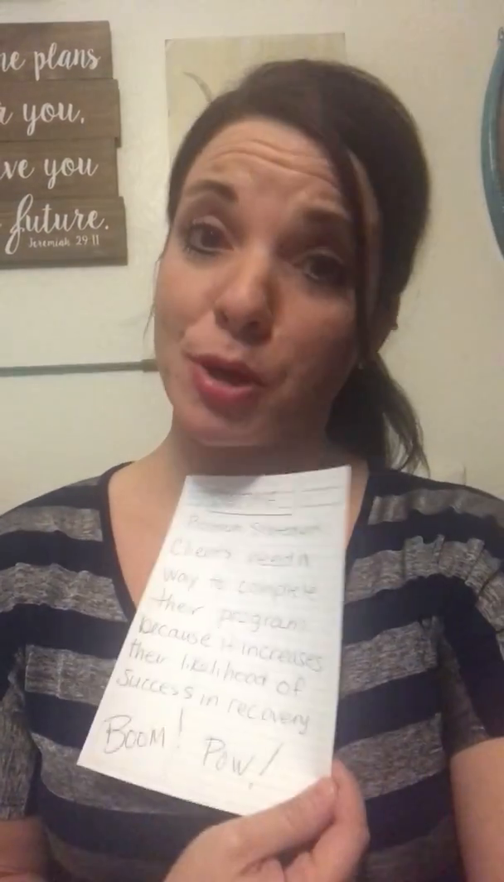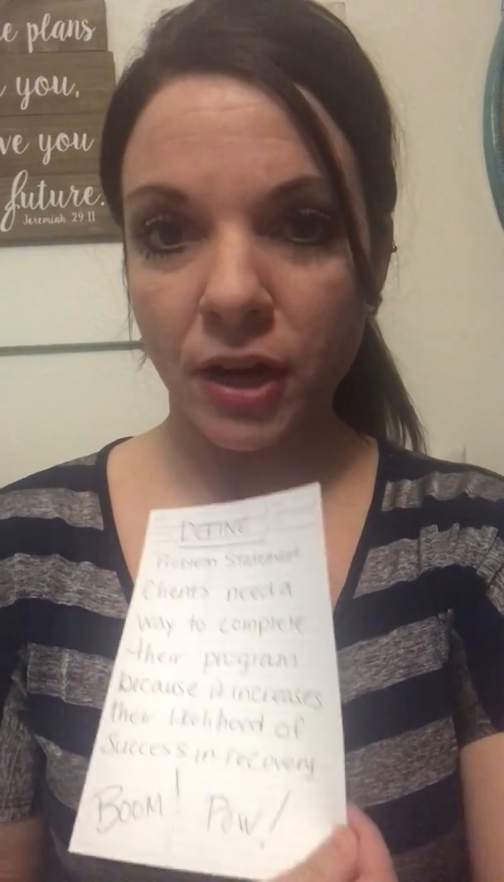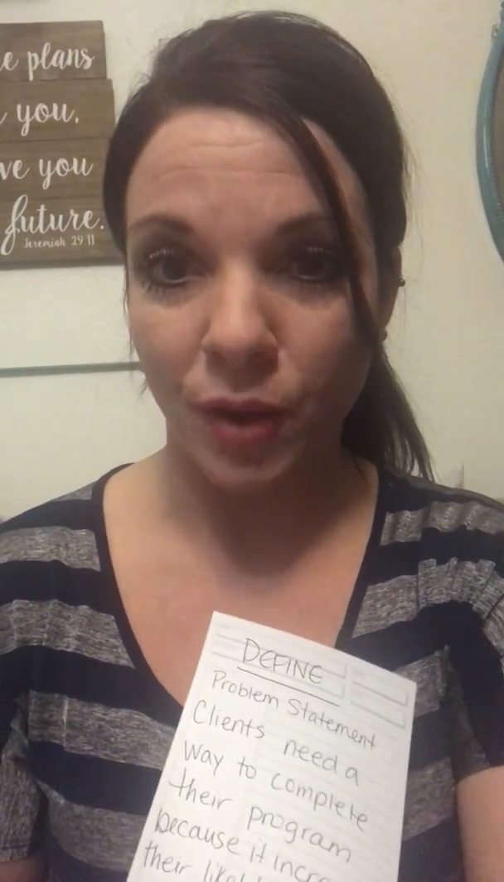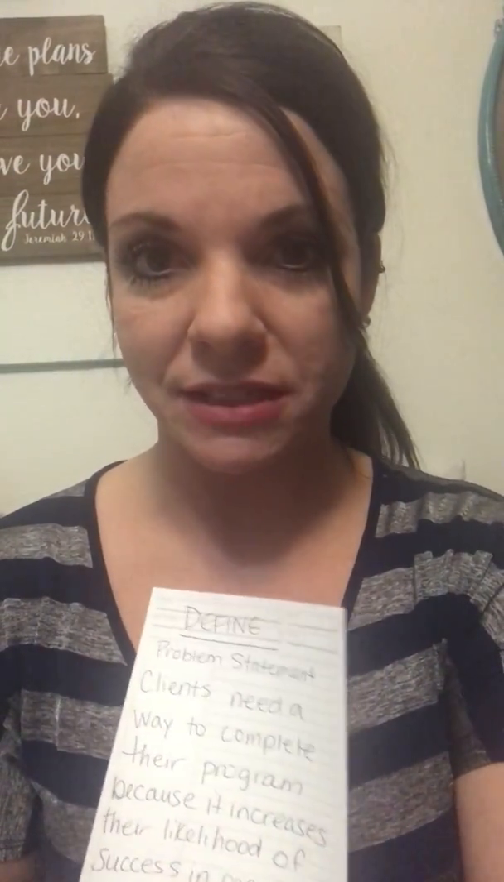My second phase was to define my problem and create the problem statement. My problem statement was: clients need a way to complete their program because it increases their likelihood of success in recovery. And I added the boom pow because I finally figured out exactly what I was looking for. I focused on basically 3 different areas: why people seek treatment, why people don't complete their treatment and what barriers stand in their way, and thirdly, what a program needs in order to meet the needs of its clients.